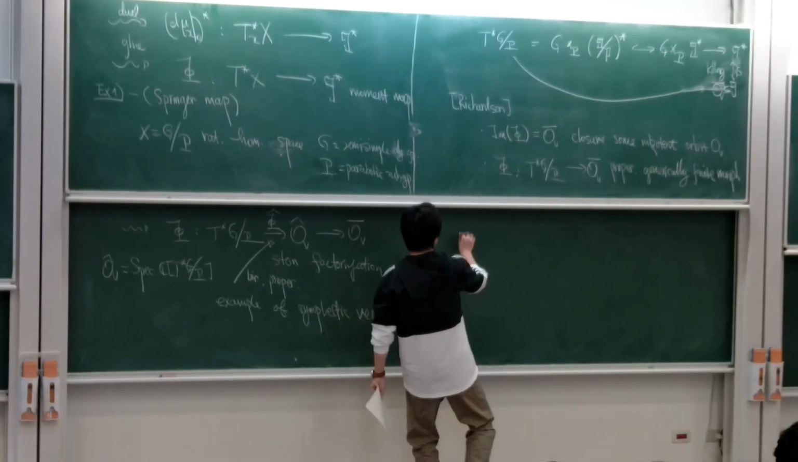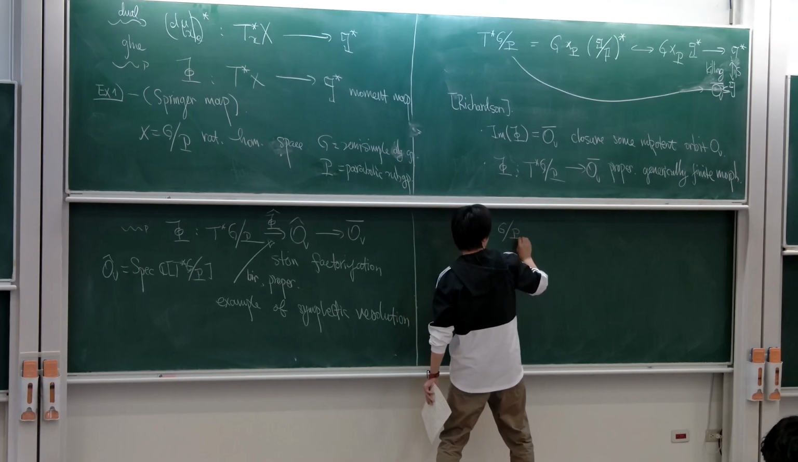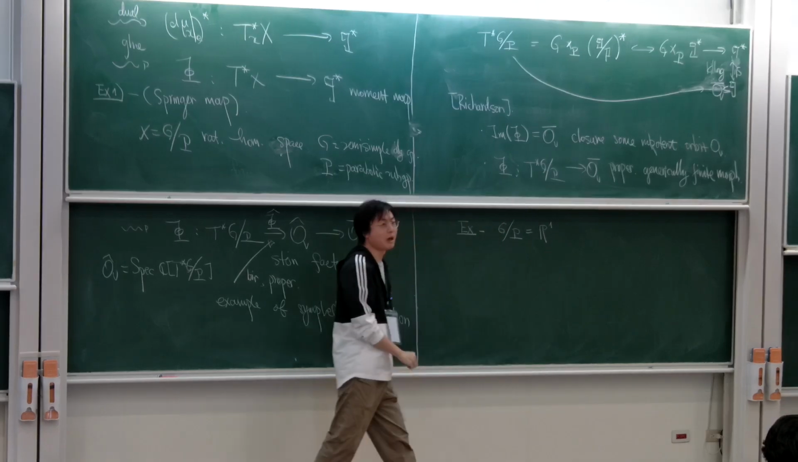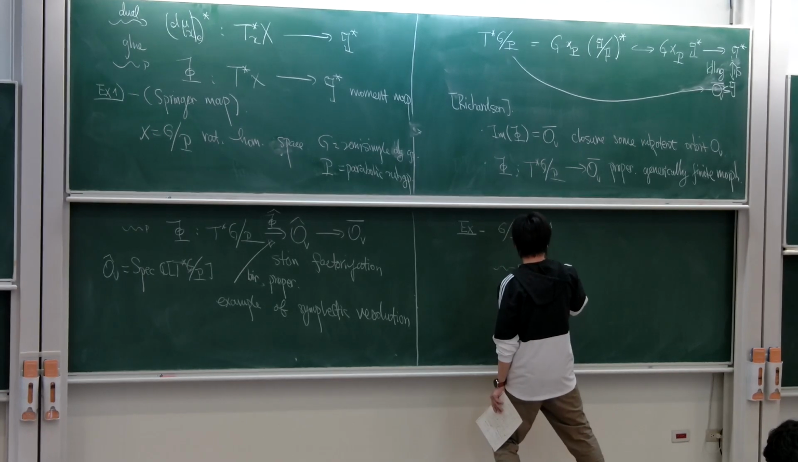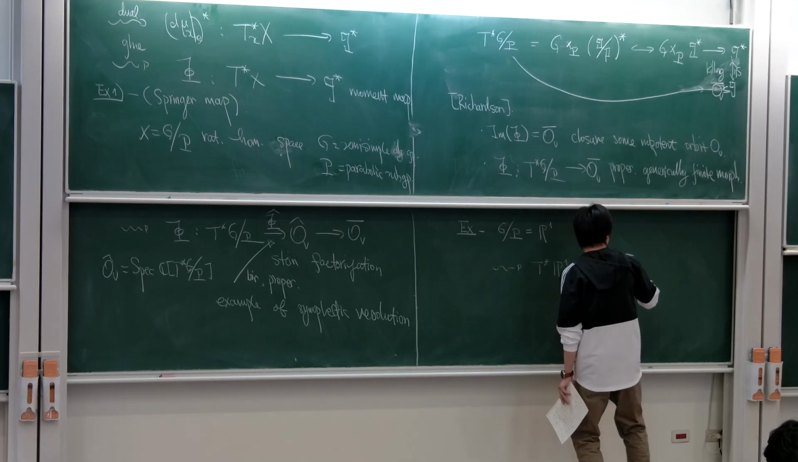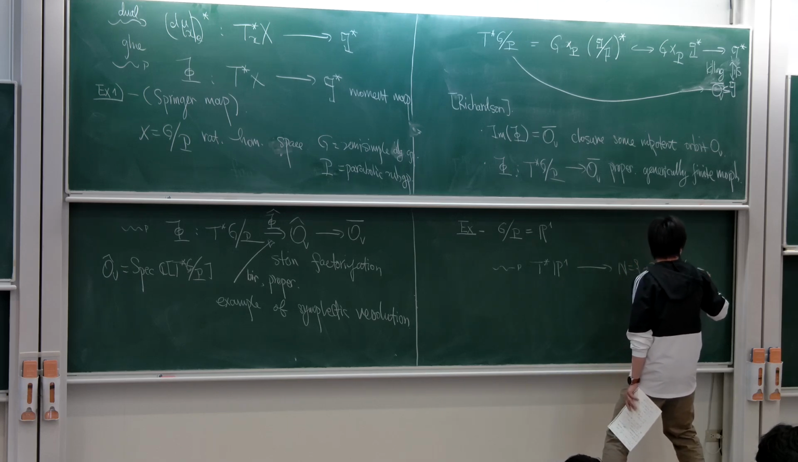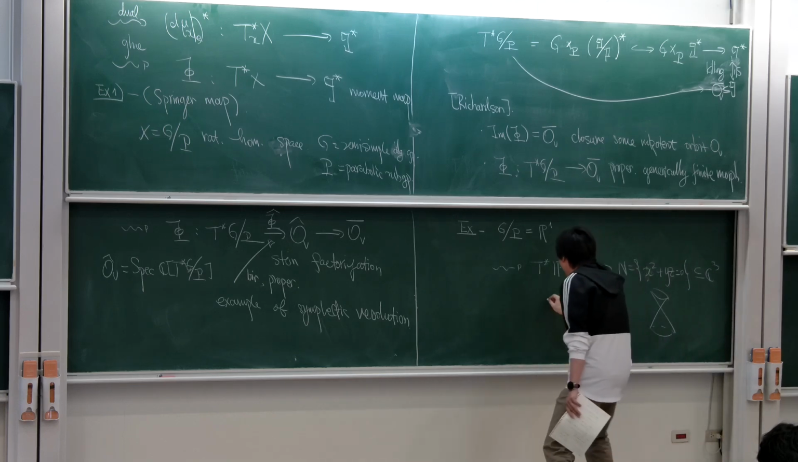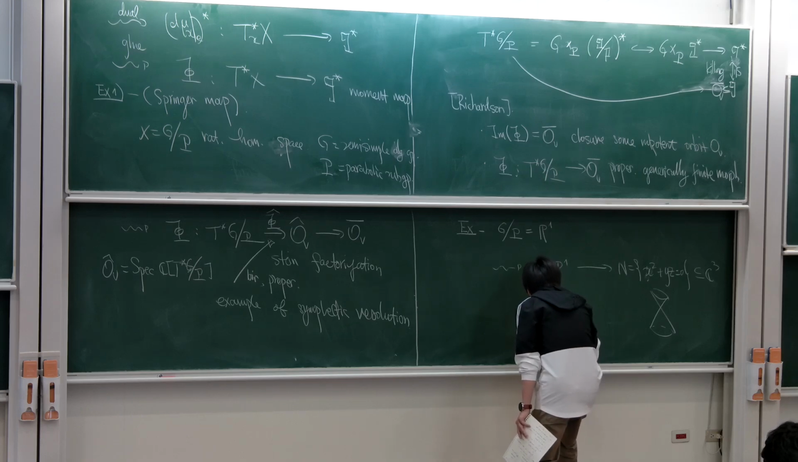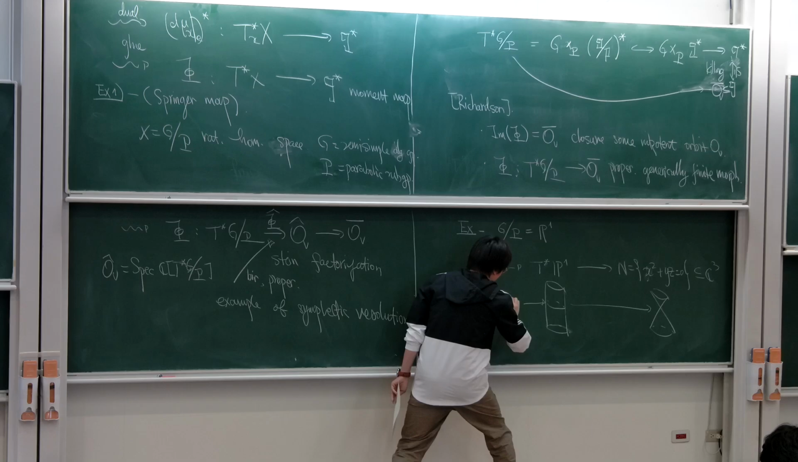So let me go back to the quadratic cone case. In this case, you just take X = G/P, the homogeneous space, to be the projective line P1. And in fact, we have a map here from T star P1 to the quadratic cone X squared plus YZ equals 0 in C3. In fact, this is just the contraction of the zero section.